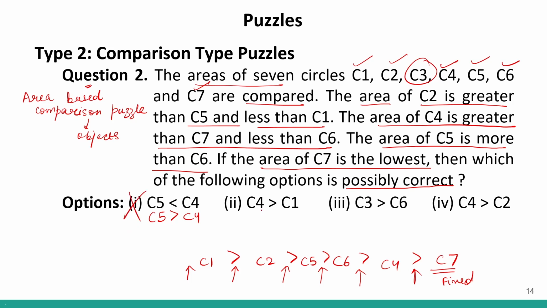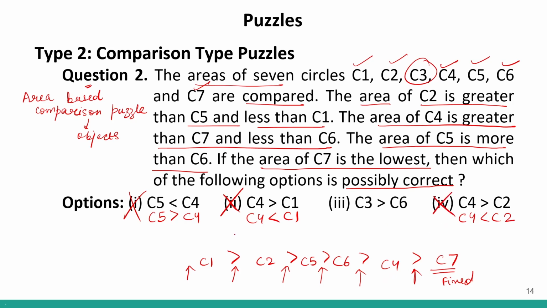Option number 2 says C4 is greater than C1. I can clearly see C4 is less than C1, not greater than C1. So therefore, this is also incorrect. Option number 4 says C4 is greater than C2. I know that C4 is less than C2, not greater than C2. So this is also incorrect.